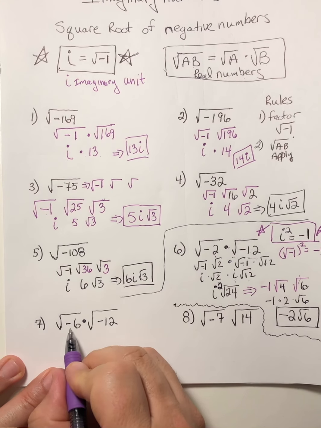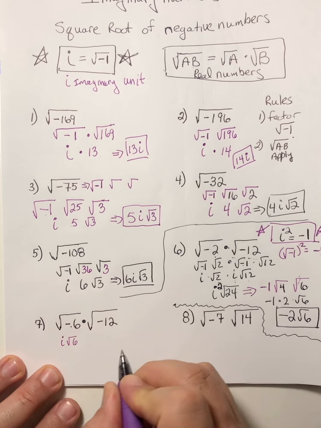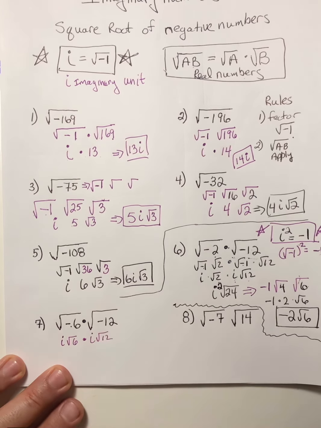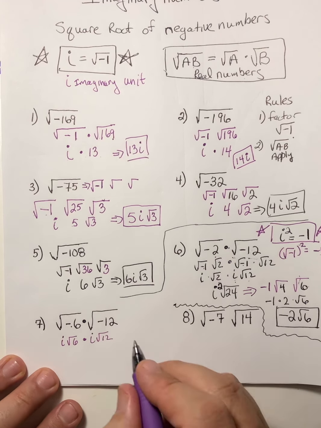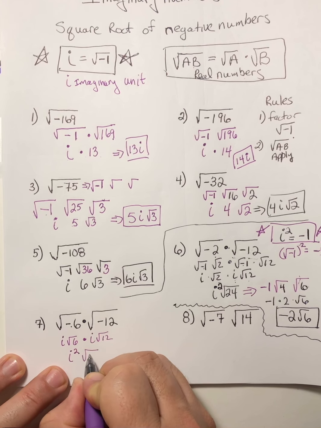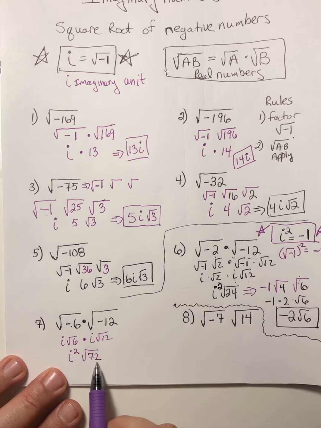Same thing. I'm not going to show square root of -1 anymore. I'm just going to call it i times radical 6 times i times radical 12. And what does that give us? That's right, i squared times radical 72. So now all I got to do is just clean up 72.